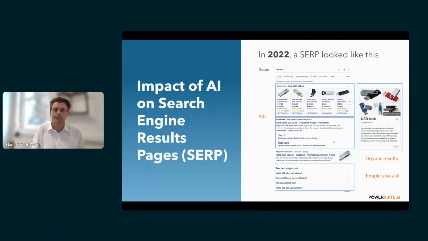If we take a look back in time, I have pulled up a picture from 2022 showing what a Google search results page looked like back then. SERP stands for Search Engine Results Page. So you see that I've searched for something, in this case, a USB stick. And indeed, I see the Google shopping ads. I see a regular ad. I see organic results. And there's a section on people also ask. And here's an explanation taken from Wikipedia.